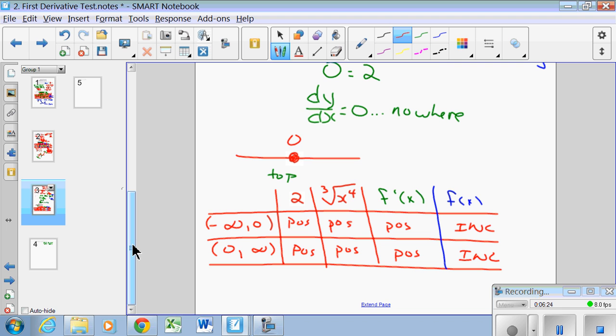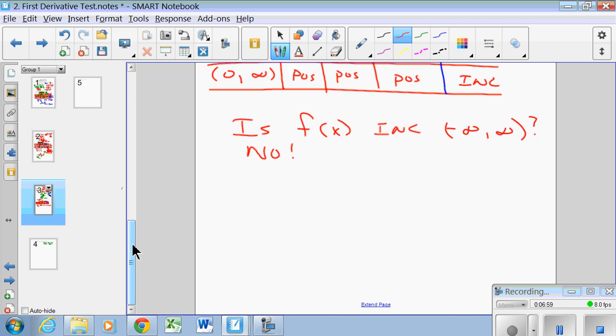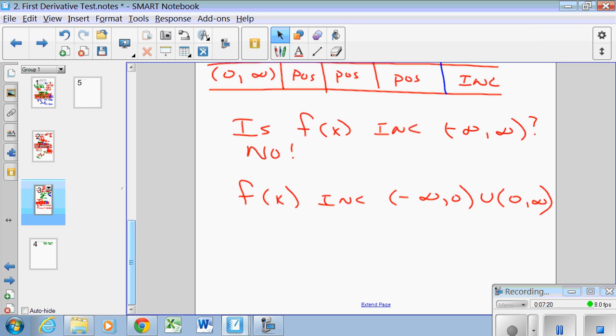Can you make the statement that your function is increasing from negative infinity to infinity? Is that a true statement, or is that not a true statement? Is our function increasing from negative infinity to infinity? The answer to that is no. The reason it's no is you can't have an increasing function at 0. The function doesn't exist there. So, no. Your function is increasing from negative infinity to 0, union, you guys ever use these union statements? 0 to infinity. So what we're saying is that our function is increasing everywhere except at 0.